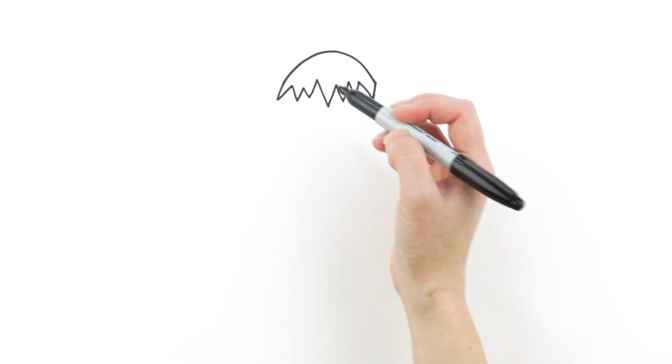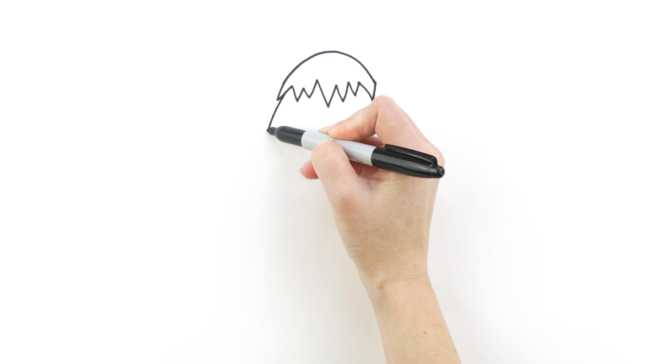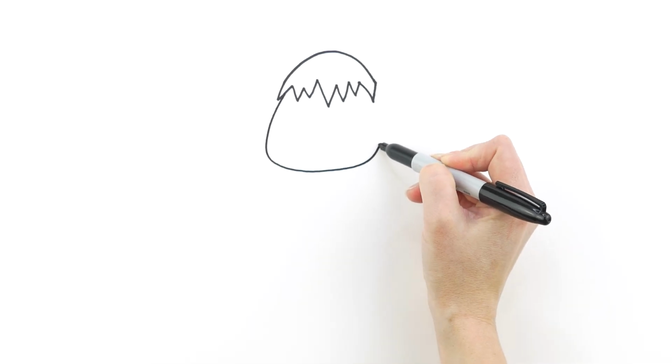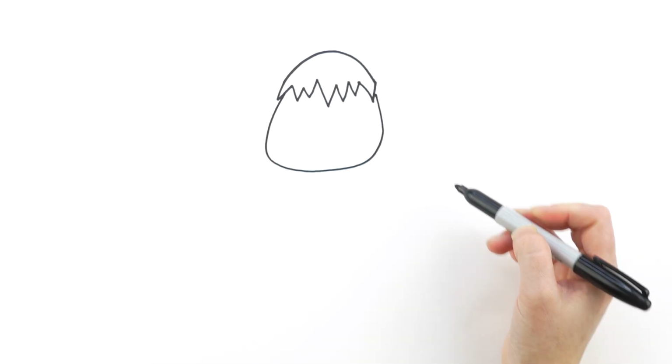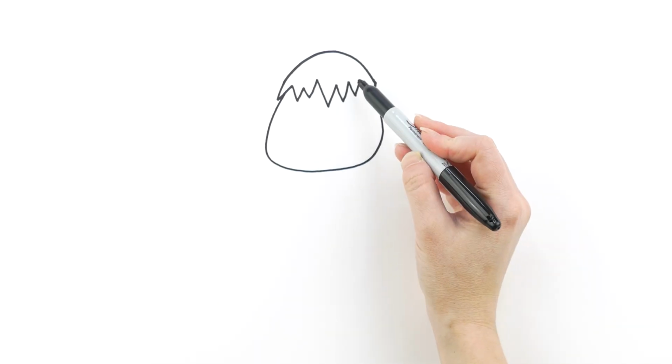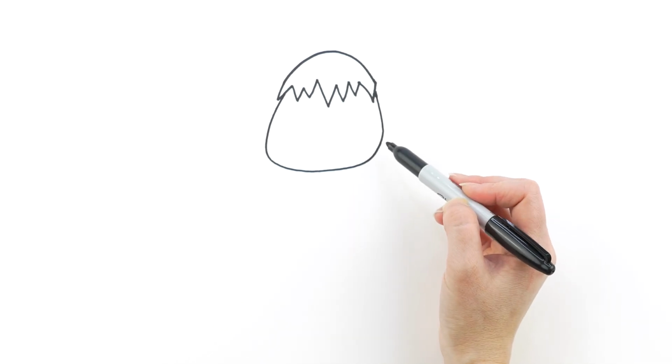All right, and now we'll build on our chicken's head. So we're going to start on this side. We'll come down, across, and back up. So it's like the top of the egg is like the chick's hat.